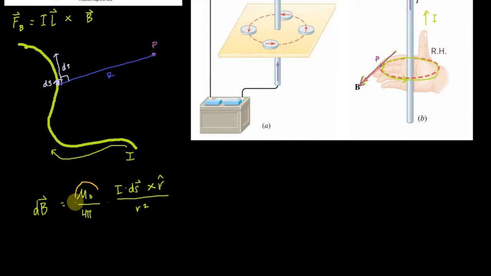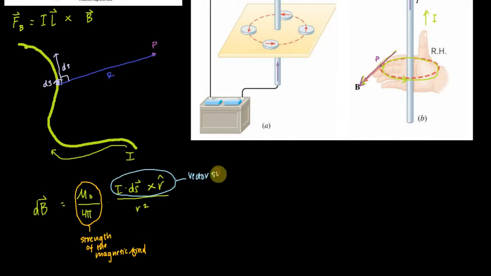So this term, the mu naught over 4 pi, is representing the strength of the magnetic field, and this mu naught is just a constant. Okay, now this section, this is the vector sum. So remember, we're trying to sum up all the vector parts of the magnetic field here at point P. This is the part of the equation that does that.